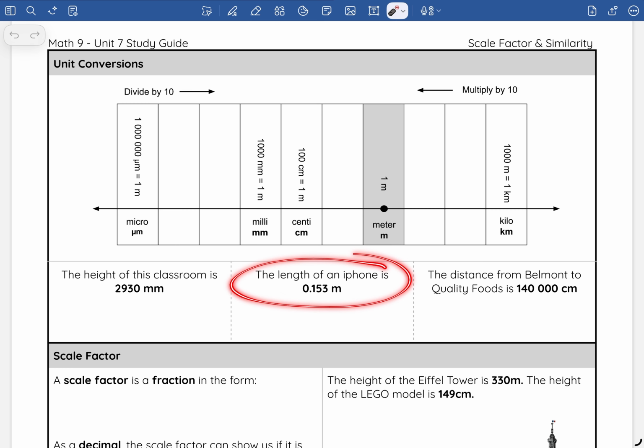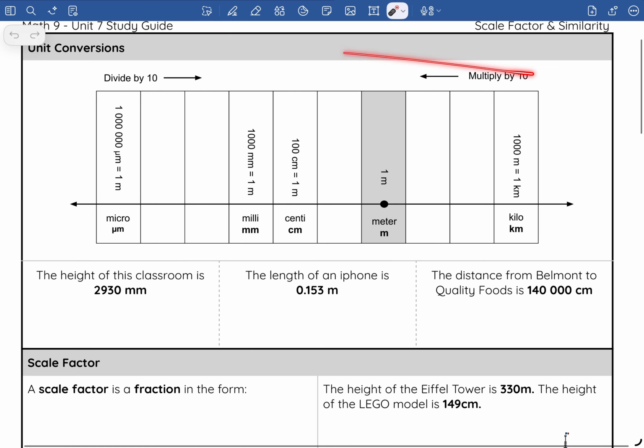It's really hard to visualize a measurement like that. Or the length of an iPhone is a fraction of a meter. That's a weird way to think about it. So converting to more appropriate units will be part of the test. And so we're able to use this to help us do that.